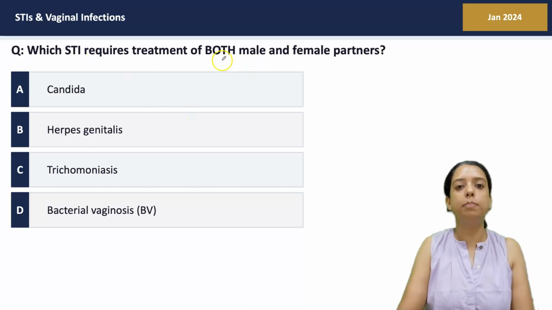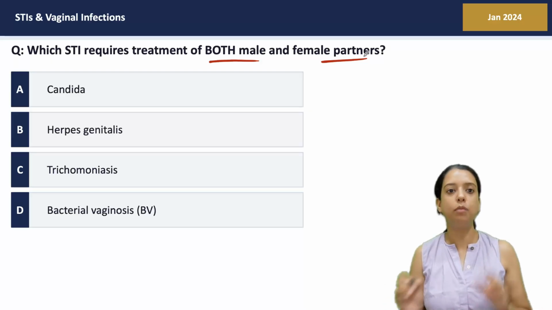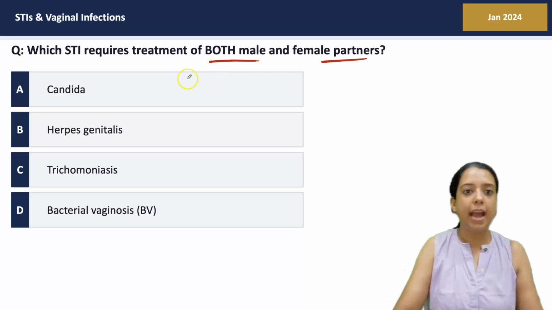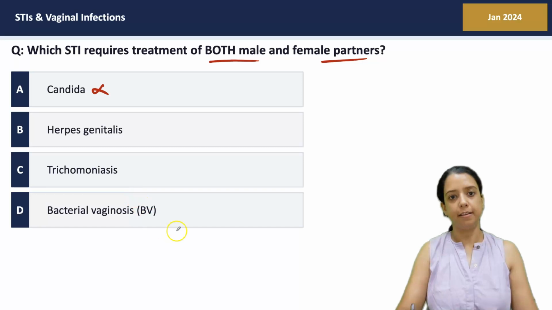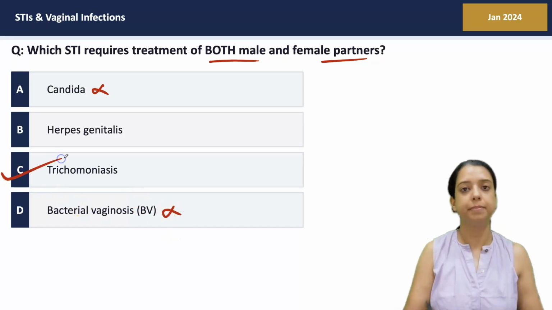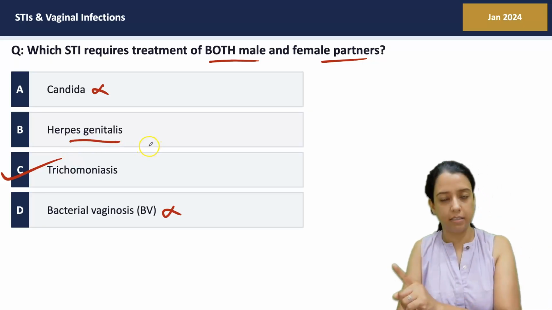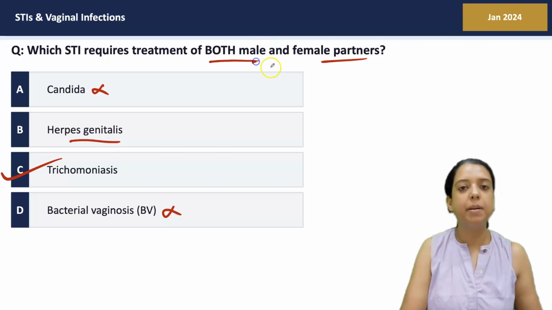Which STI requires both male and female treatment? If it is sexually transmitted, you will treat both male and female. Candida is not considered an STI. Bacterial vaginosis is not an STI. It is Trichomonas. Herpes is an STI, but remember viral illnesses, the partner treatment is not needed.